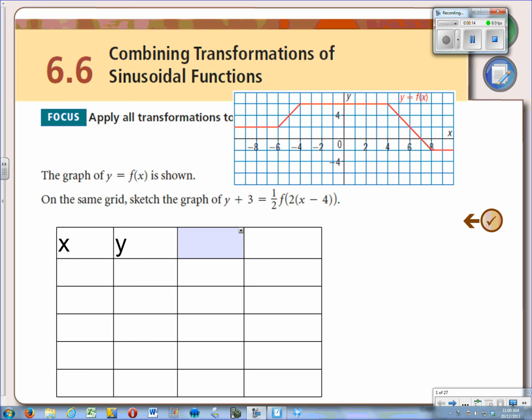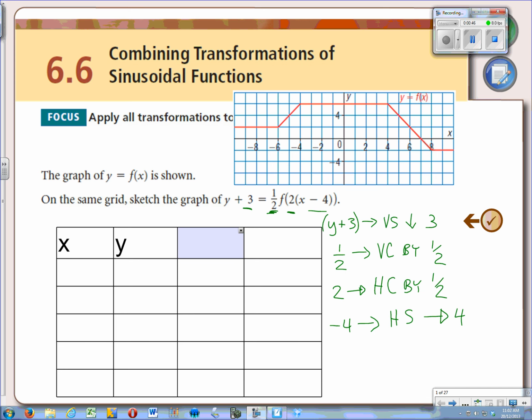So what do we have here? We have a graph of f of x as shown, and we're being asked to graph this transformation. Notice that there are 4 changes being undertaken on this graph. We have the 3, the half, the 2, and the -4. So I'm going to use a table to do this question because for sinusoidal graphs, when you have 4 changes taking place, it's going to be difficult to do without a table.